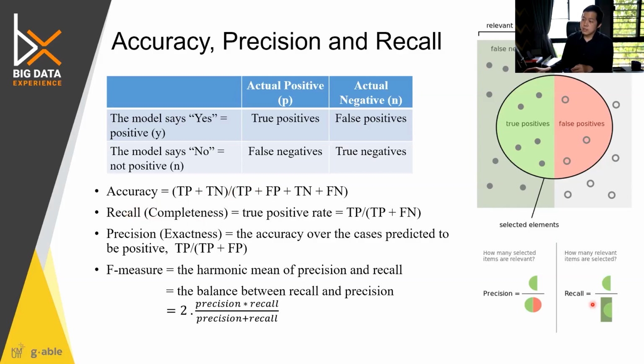Refer to this. You remember last time we talked about this. Recall is this semicircle proportion divided by the half square here. This would indicate the completeness, the coverage of the test, whether it would cover a lot of people that are relevant to the test. So it would indicate whether the model can cover the people who need to be covered.